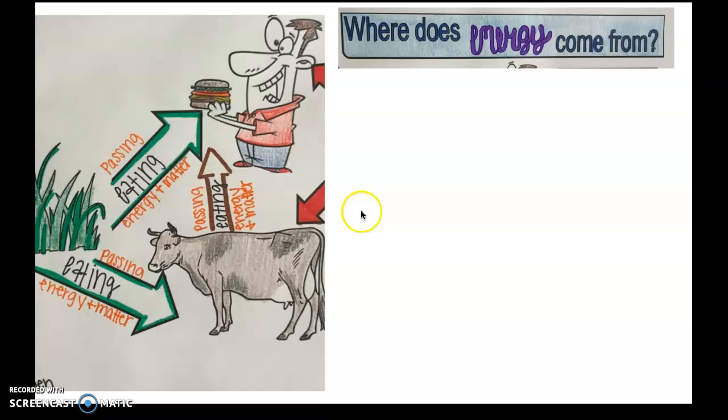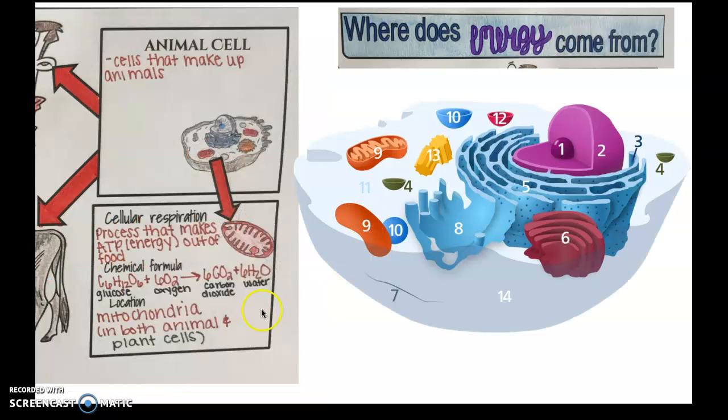Okay, so we've looked at plant cells. Now let's look at animal cells and see the differences. So an animal cell, again, very simple, is a cell that makes up an animal. It's lacking the rigid cell wall. It just has a cell membrane, which is perfect protection for us.